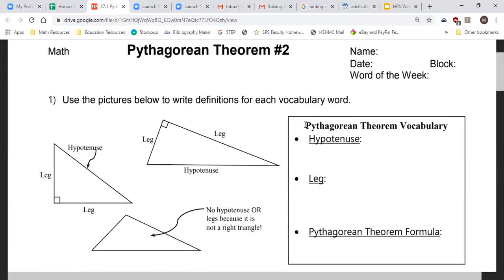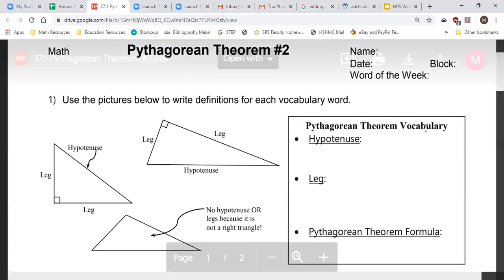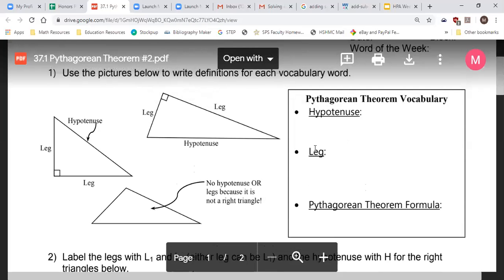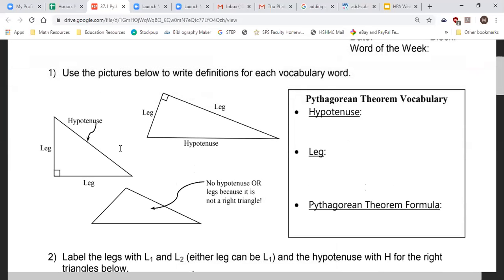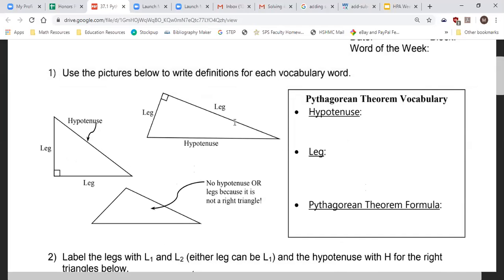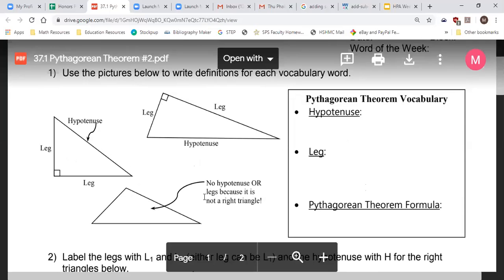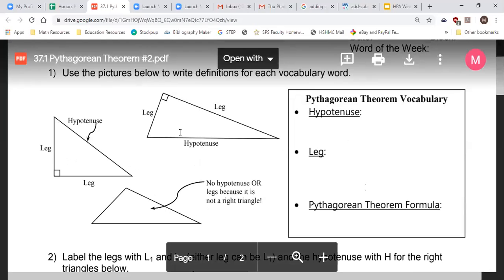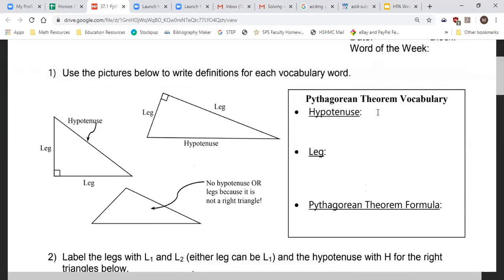As a reminder, last week I said we're going to talk more about what Pythagorean theorem means. And I want you to take a look at these visuals, and I will need some help from the audience. Take a look at this triangle, the right triangle right here, the first one. Notice how it's called leg, leg, hypotenuse. The second right triangle, there's a leg, leg, and hypotenuse. And then this third triangle says there's no hypotenuse or legs because it is not a right triangle. Based on these three triangles, how might we define what hypotenuse or leg means?